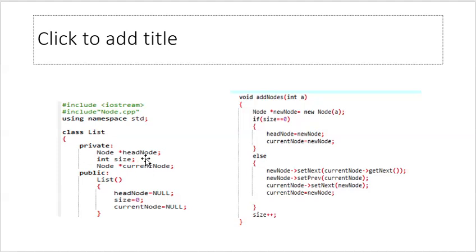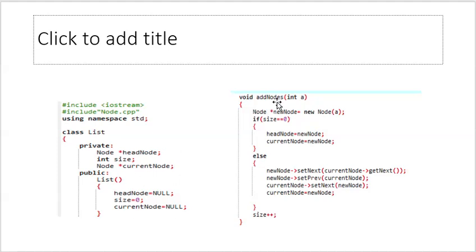In this I have created a head node, then size, and then current node. I have created two pointers. One pointer will be pointing to the head, while one will be pointing to current. And List is our default constructor, in which all these three items will be assigned 0: the two pointers will be assigned null and the size will be assigned 0. Assigning 0 means that there are no nodes in the linked list. So through this function we will add nodes to the linked list.